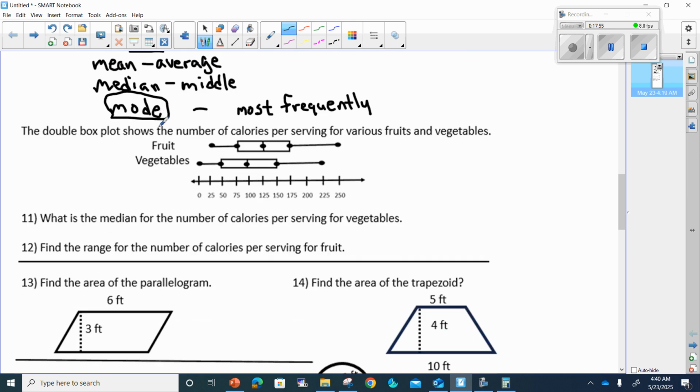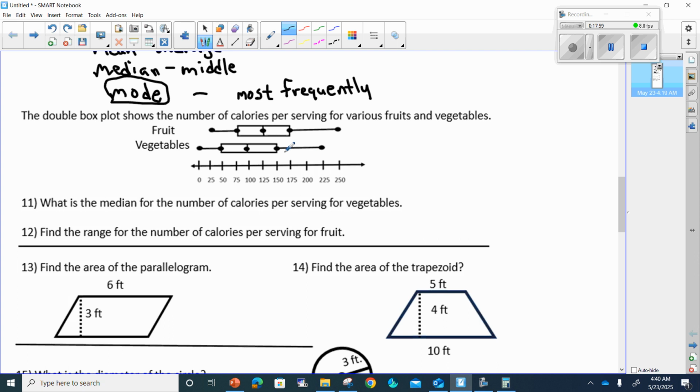This is the double box plot, shows the number of calories per serving for various fruits and vegetables. This shows our fruits, this shows our vegetables. What is the median for the number of calories per serving? Remember, median meant find the middle. So for fruit, I find the middle dot. That middle dot is lined up with the number underneath it, which is 125. So my answer must be 125.